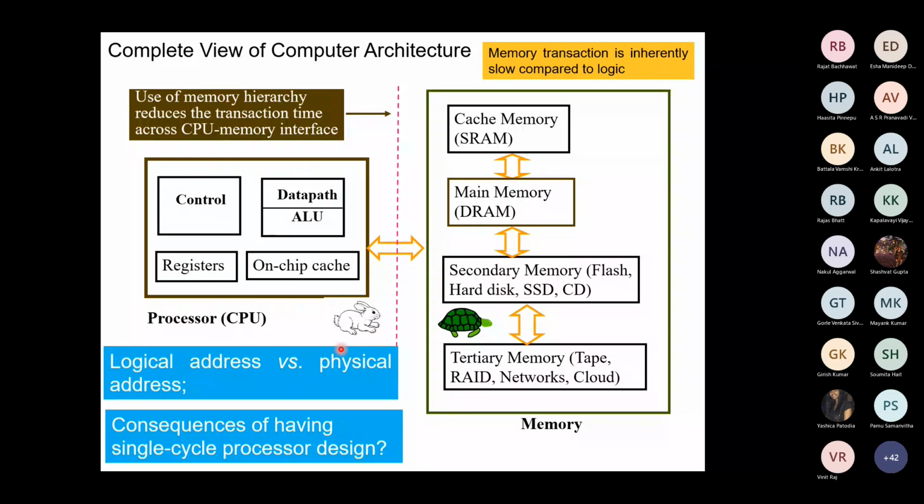Now since we have a complete view of the system, let us revisit this problem. What are the consequences of having the single cycle processor design? We have just discussed that everything has to finish in one clock cycle. So instruction fetch, then register read, decode, execute, memory, and write back. Everything has to be done in one clock cycle.